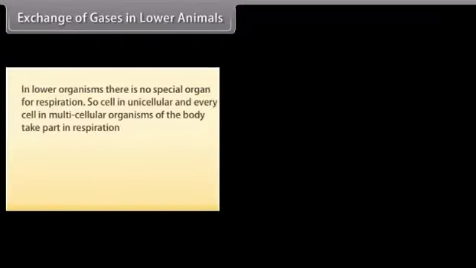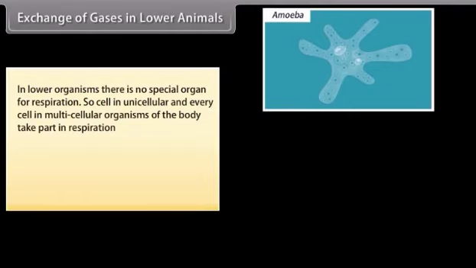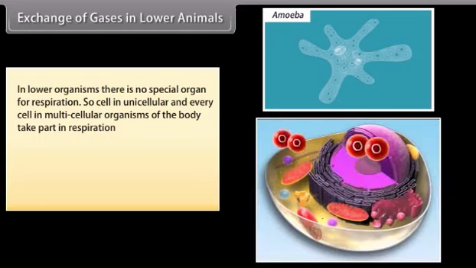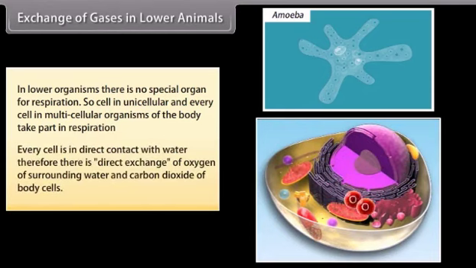Exchange of gases in lower animals. In lower organisms, there is no special organ for respiration. So, the cell in unicellular organisms and every cell in multicellular organisms of the body takes part in respiration. Every cell is in direct contact with water, therefore there is direct exchange of oxygen of surrounding water and carbon dioxide of body cells.